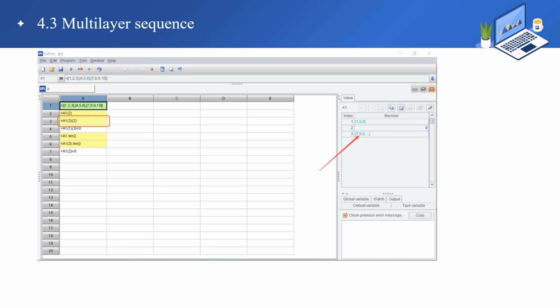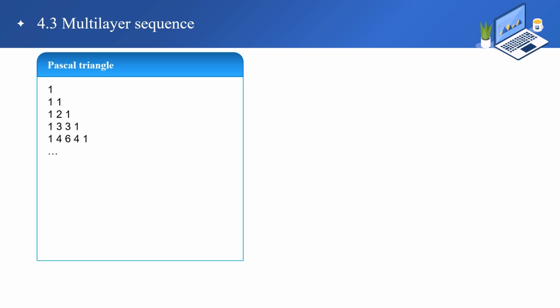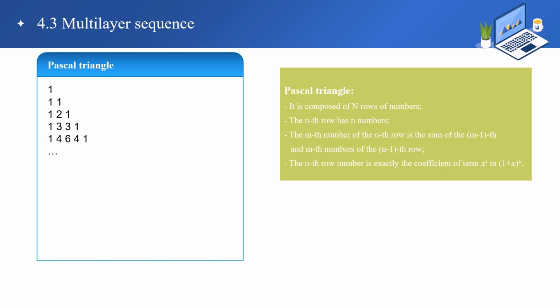Obviously, there can be more of these levels. In terms of array, there can be more dimensions. We use the two-layer sequence to calculate the Pascal triangle. Pascal triangle is composed of n rows of numbers. The nth row has n numbers.